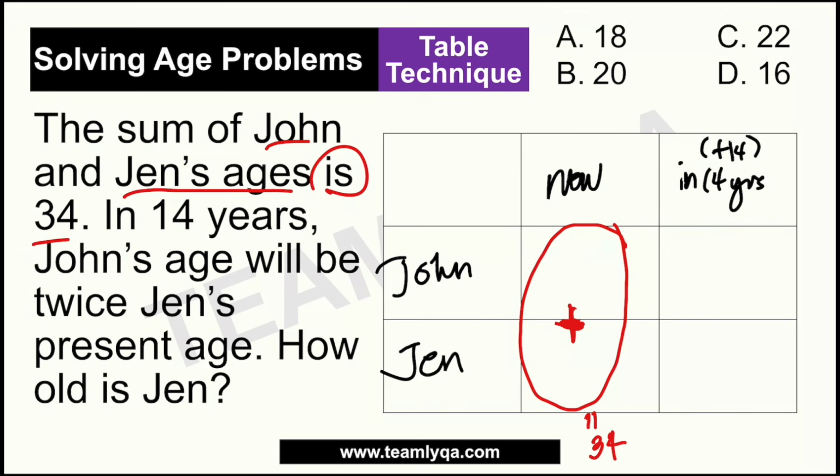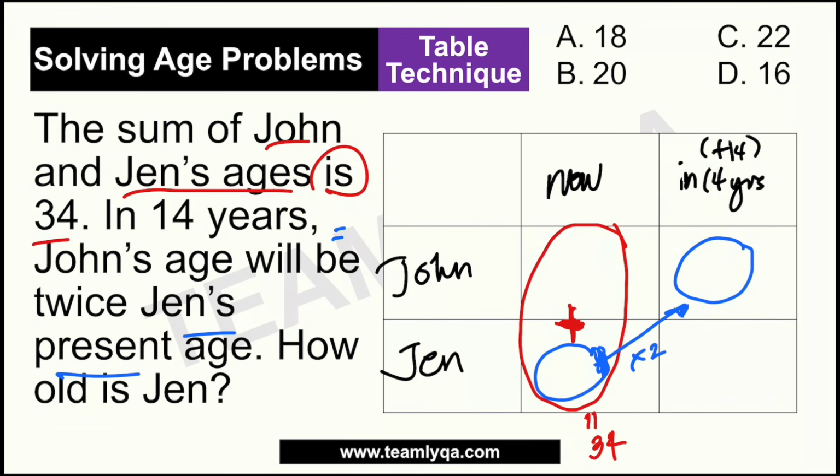So, 34 yan. And then in 14 years, John's age. So, edad ni John in 14 years, that is this, will be equal daw siya sa twice Jen's present age. Saan yung Jen's present age? Ito yon. So, ibig sabihin twice nito. Okay, pag times 2 ko to, lalabas yung age ni John in 14 years. And then, hinahanap how old is Jen.